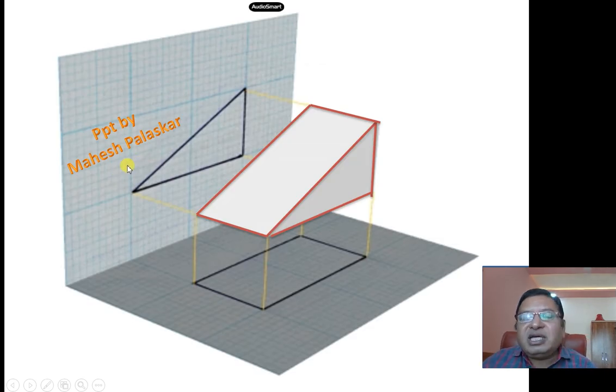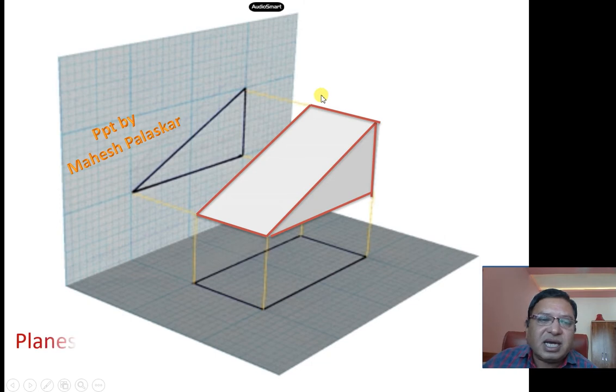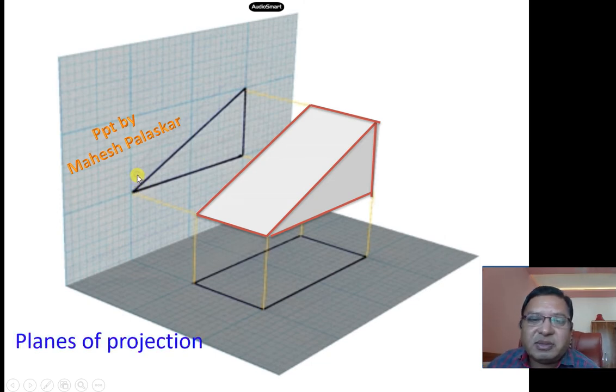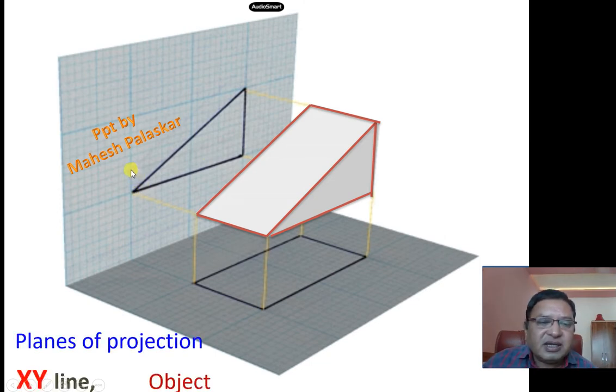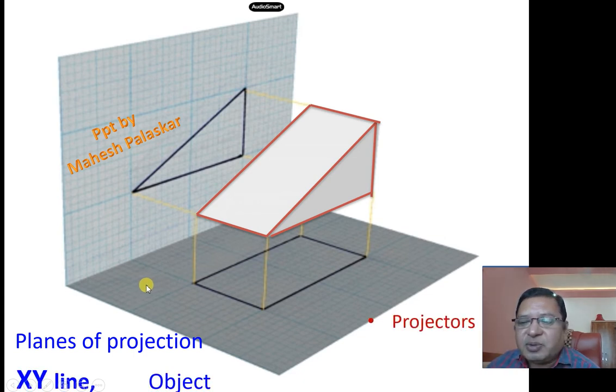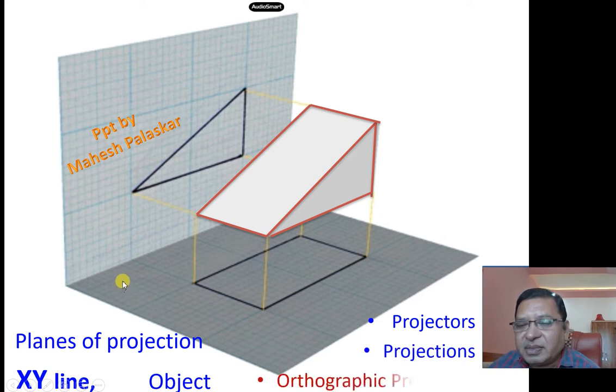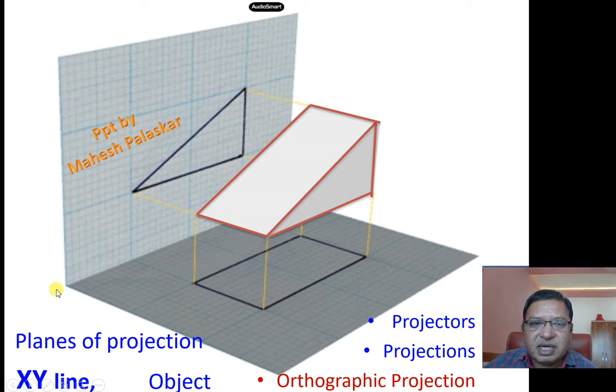Now let us study with the help of this picture and this figure the concepts of orthographic projection, right? So let us start with the planes of projection. What are the planes of projection? Then the reference lines, XY line, X1 Y1 line is also there. Then the object we are going to visualize, then the projectors, then the projections, and what is orthographic projection, right?